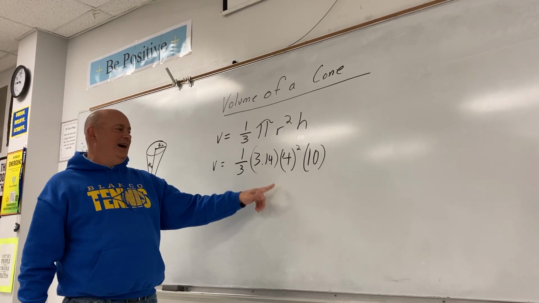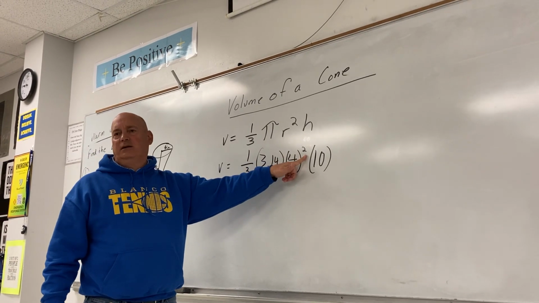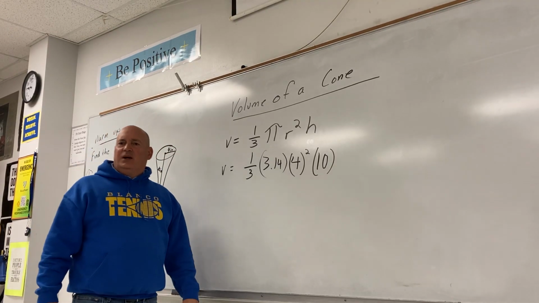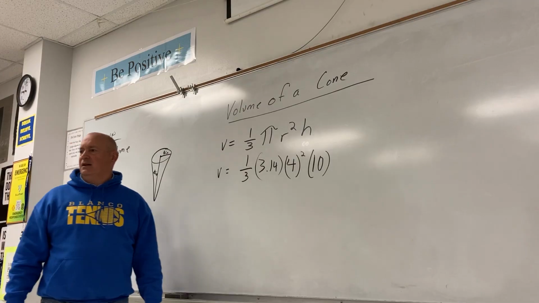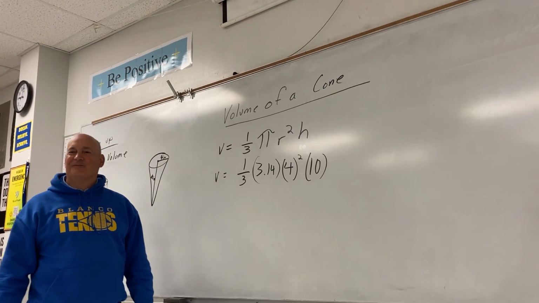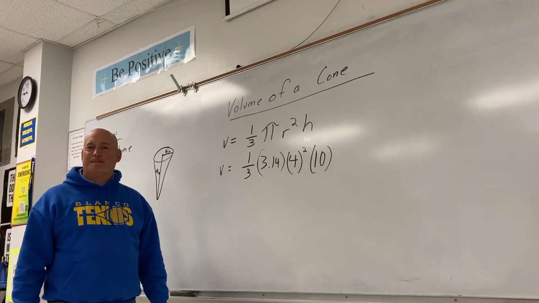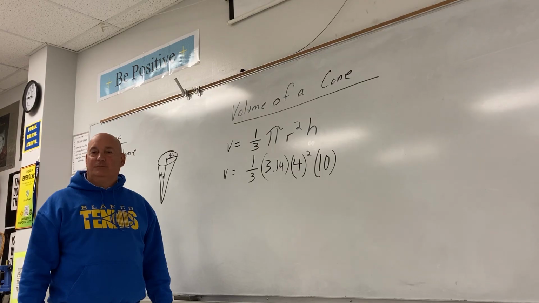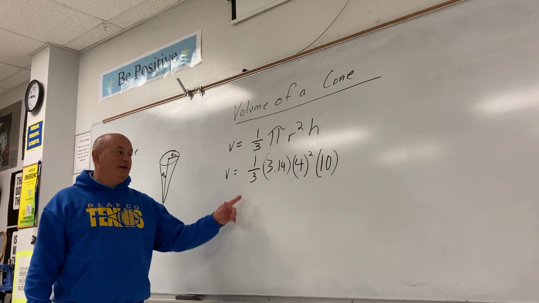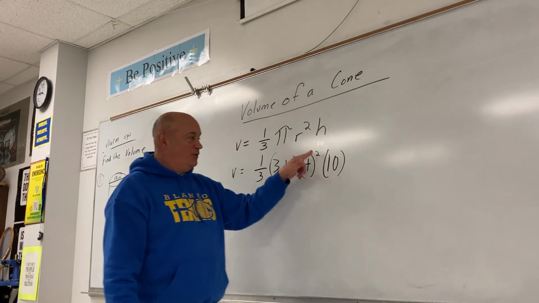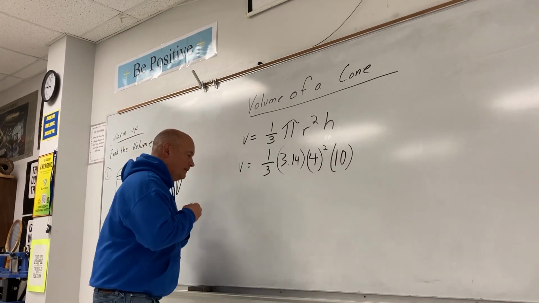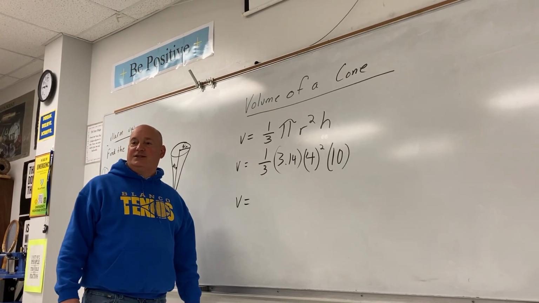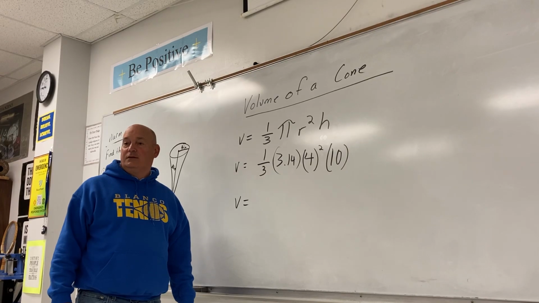3.14 times 4 squared times 10. And we're going to let Mr. Alarm Guy tell us what the answer is. Tell us what answer you get. I'll start up. 1/3 times 3.14 times 4 squared times 10. 167.46. Raise your hand if you like 167.46.